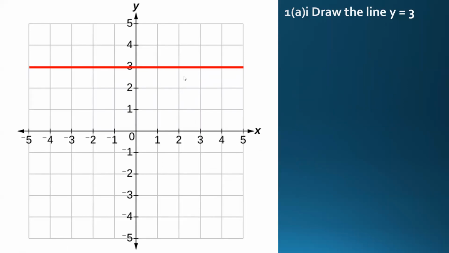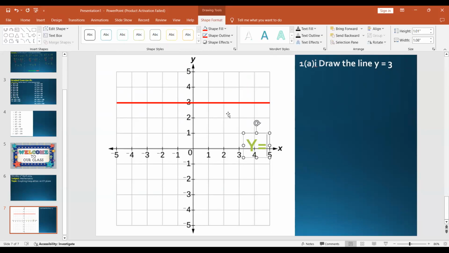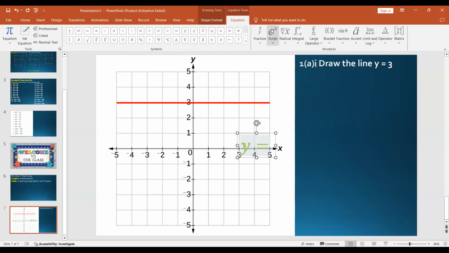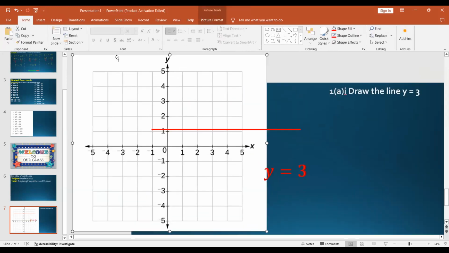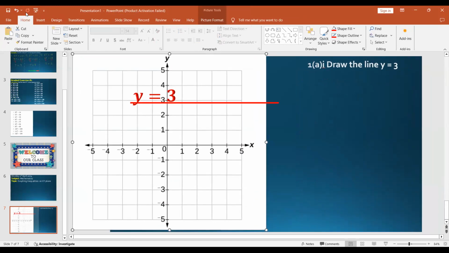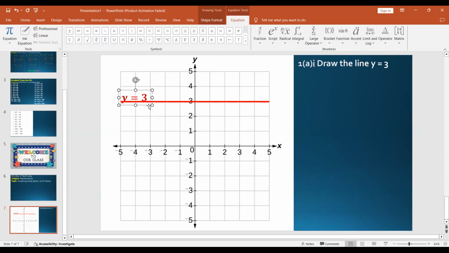So the line y equals 3 is a horizontal line that goes left to right and passes through 3 on the y-axis. That's the first thing we're going to draw. Let's label it y equals 3, and I'll put it in red. I want you to draw and label the line y equals 3. It's this horizontal line that passes through 3.